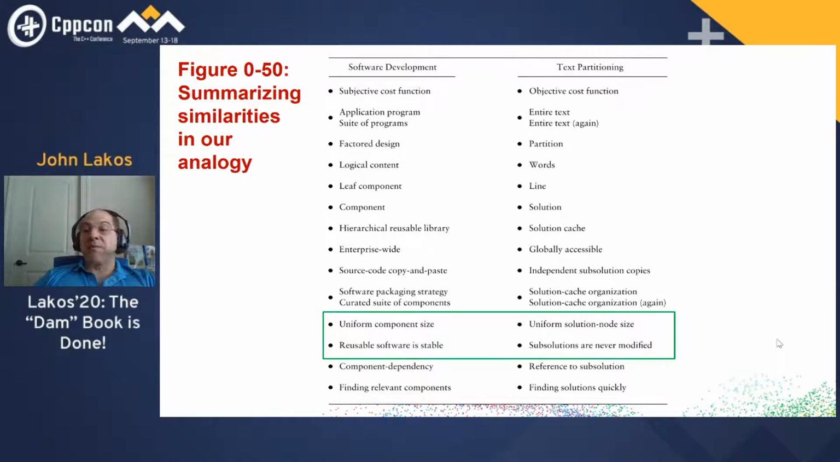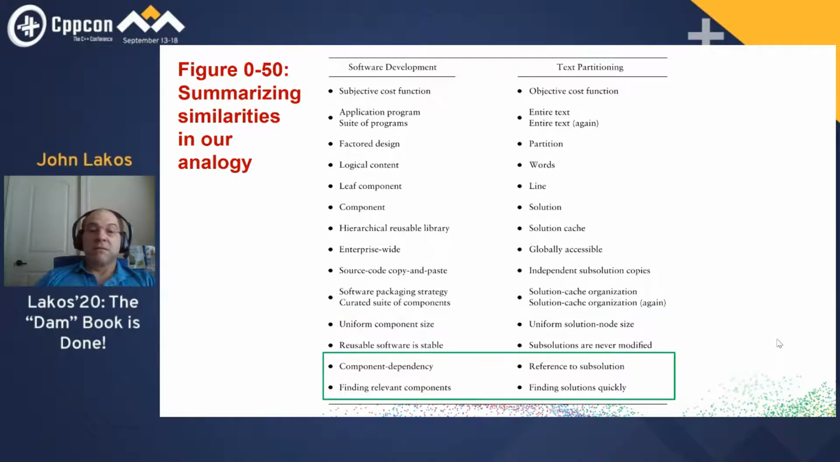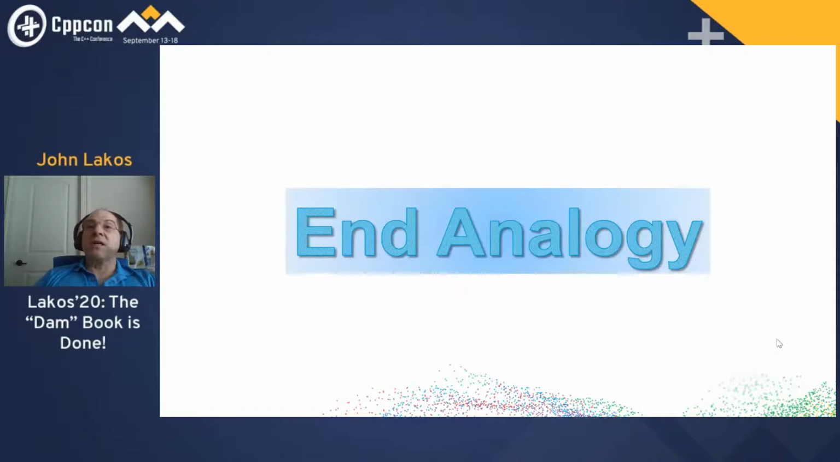Reusable software is stable. By the way, once you calculate an answer, it never changes. So everybody that depends on that answer never has to worry about being broken. Again, it's an important point. Component dependency, reference to subroutines. So if you have a component that depends on two sub-solutions that are components, a reference to a solution depends on other solutions, same idea. Finding a relevant component is the same as finding a solution quickly in the solution cache. So that's the end of the analogy.